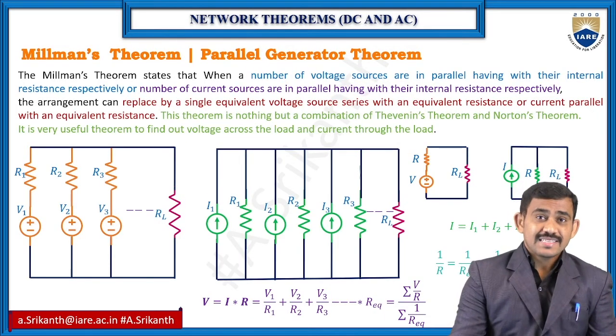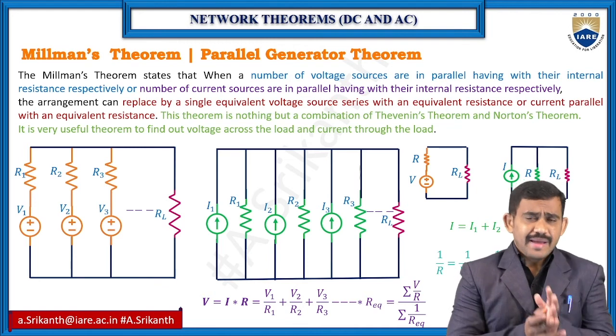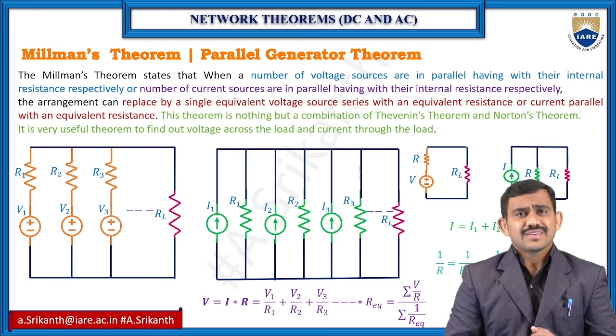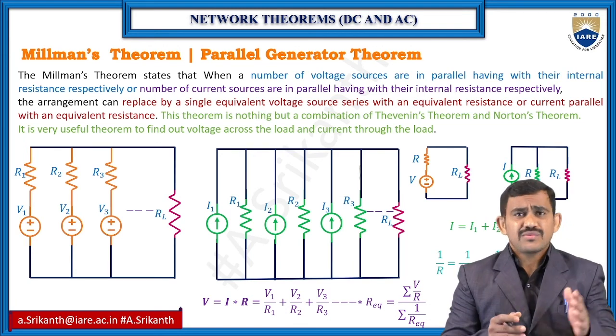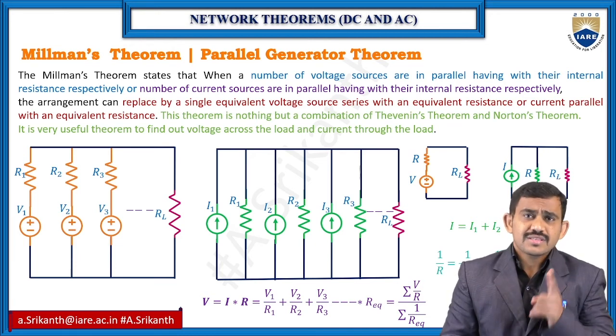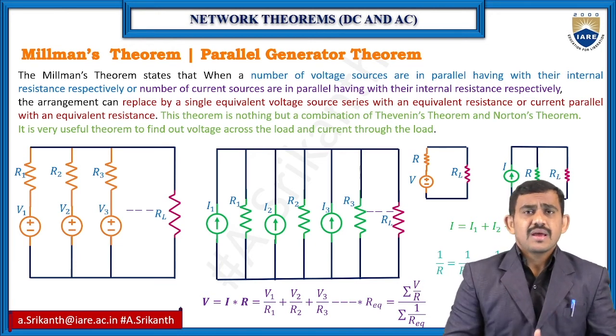We can say like the parallel generation theorem. So parallelly we have practical voltage sources or practical current sources. We can convert them to Norton's and Thevenin circuits again. So if we have n number of voltage sources in series with resistors, you can convert that to a single voltage source and single resistor. That is nothing but your Millman's theorem.